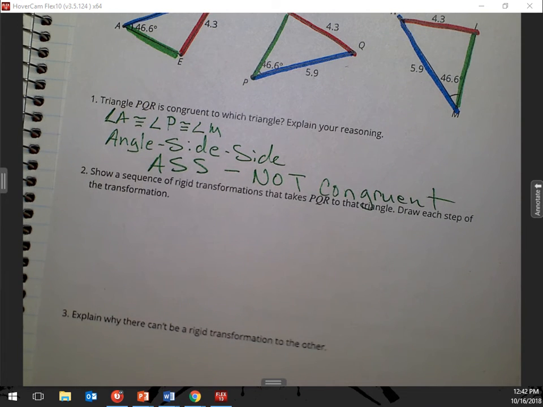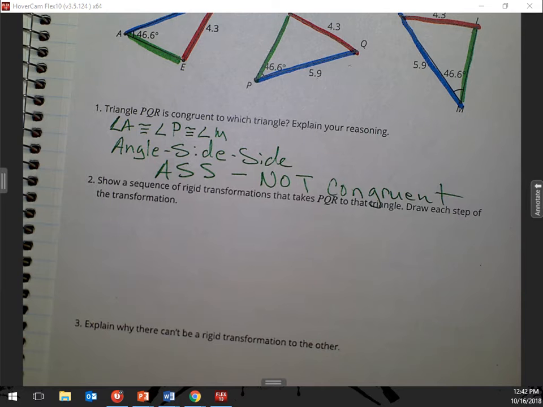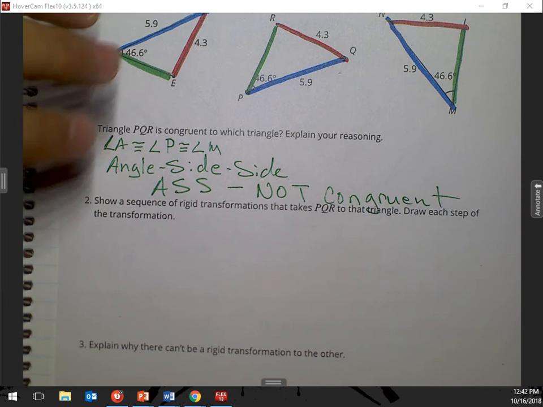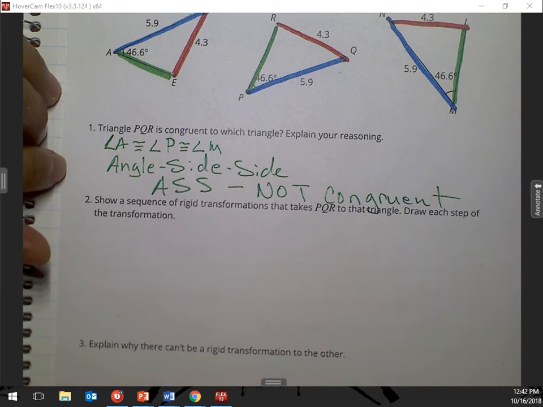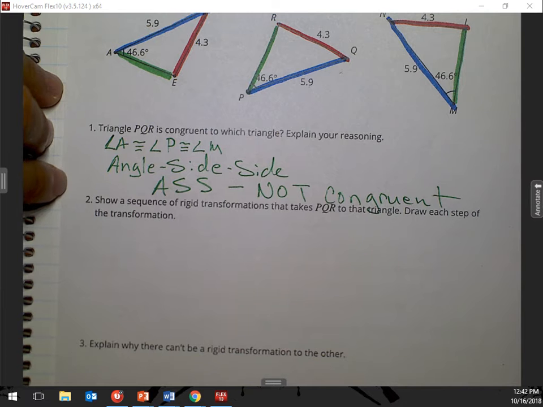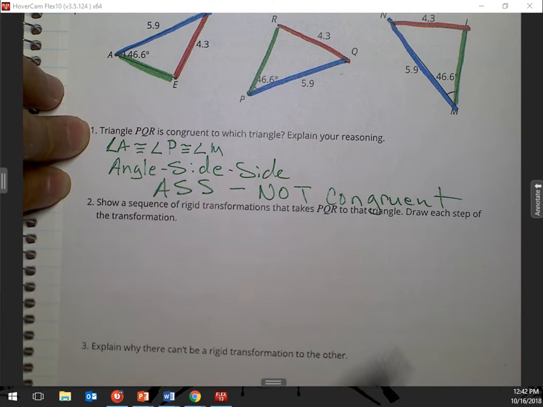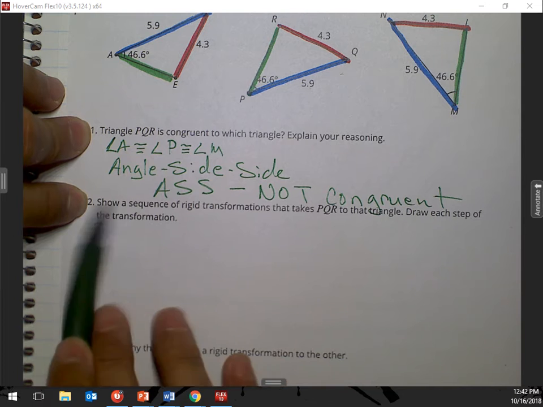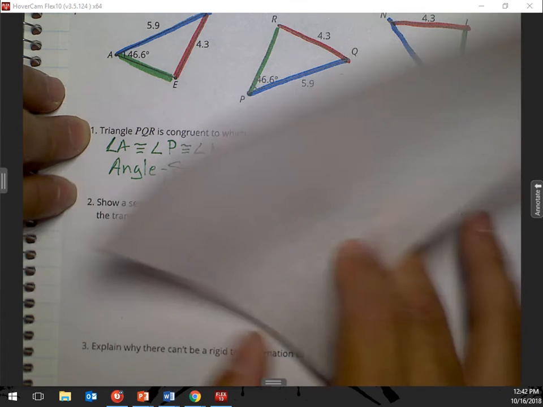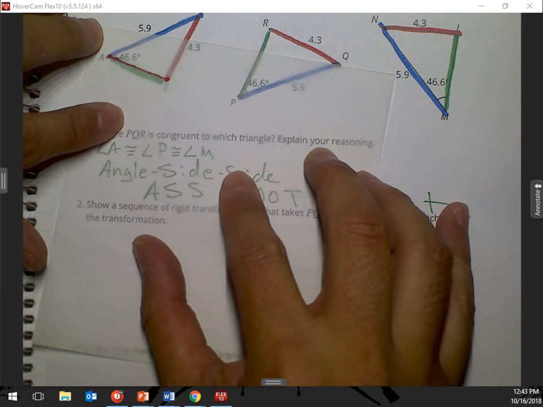Now, let's take a look at 2. Show a sequence of rigid transformations that take PQR to that triangle. Draw each step of the transformation. Okay, so now, is this one going to work? Since I was able to, I have AE here.